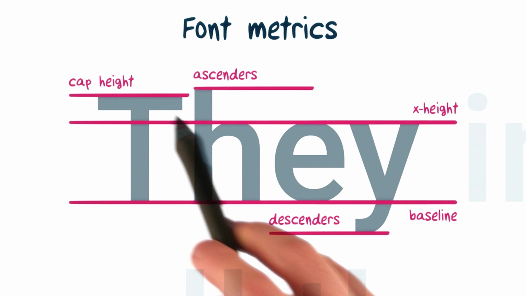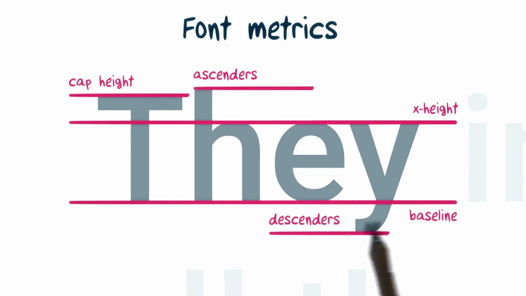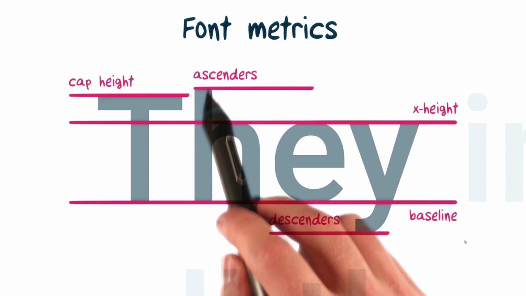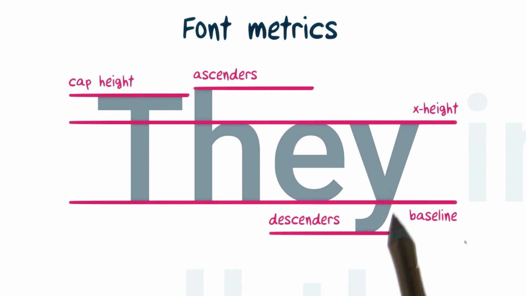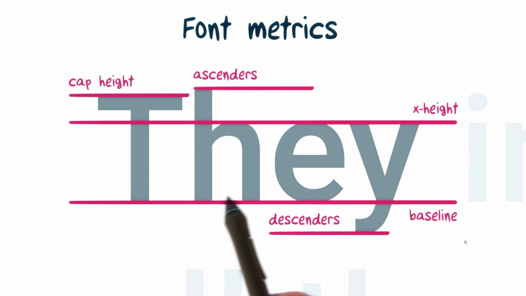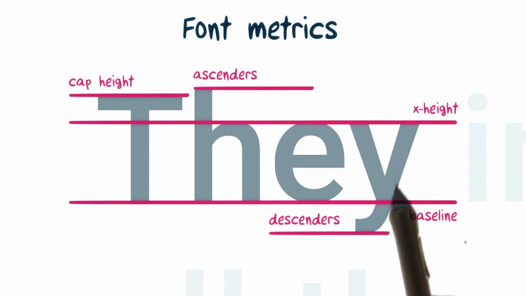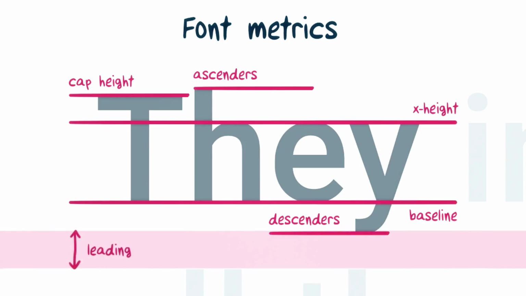And next you have ascenders and their cousin descenders. These are parts of the lowercase letters that extend way above the cap height or below the baseline. So the H has an ascender here and the Y has a descender. And finally, you have the leading. That's the spacing between vertical lines of text. On Android, you can control the leading by providing a line spacing multiplier or a line spacing extra for a text view.